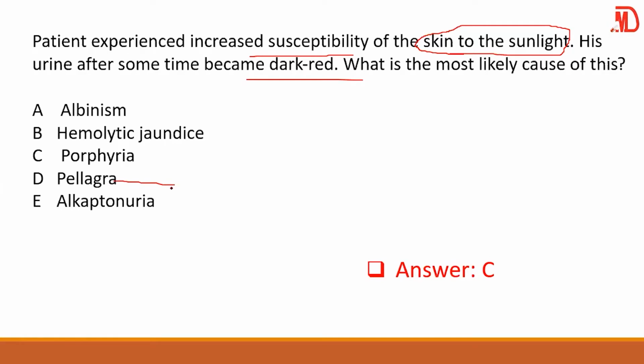By now you should know what pellagra is. Pellagra is vitamin B3 deficiency, or niacin, or nicotinic acid, or nicotinamide. And it has 3 Ds: diarrhea, dementia, and dermatitis. Good. All right.